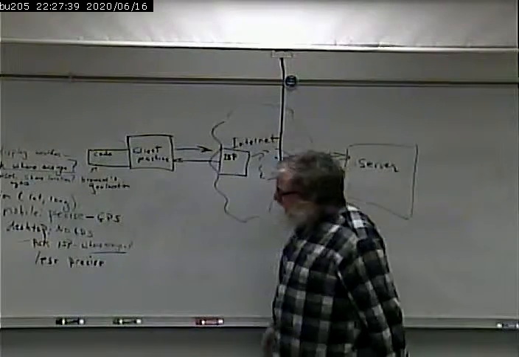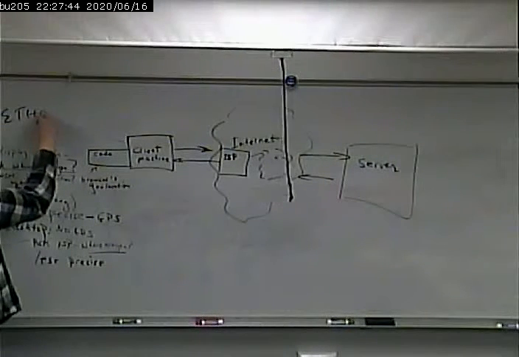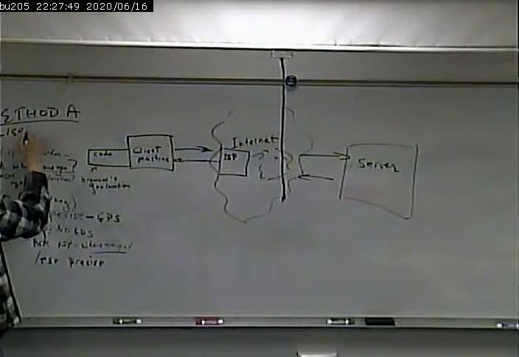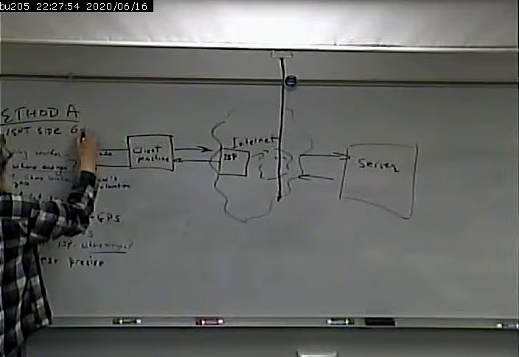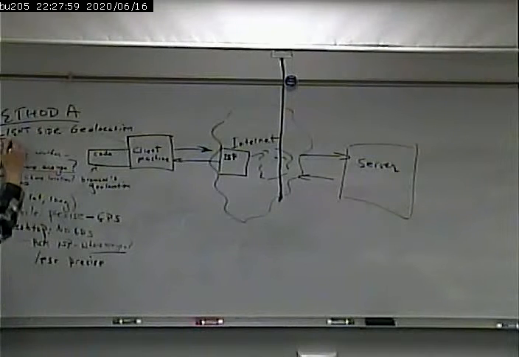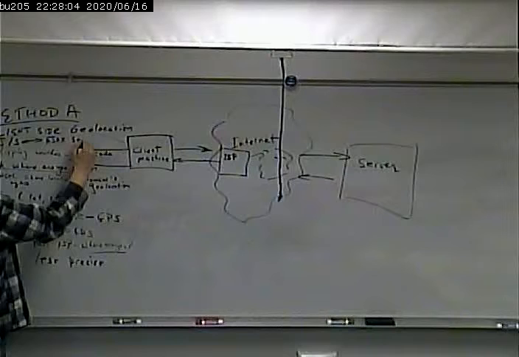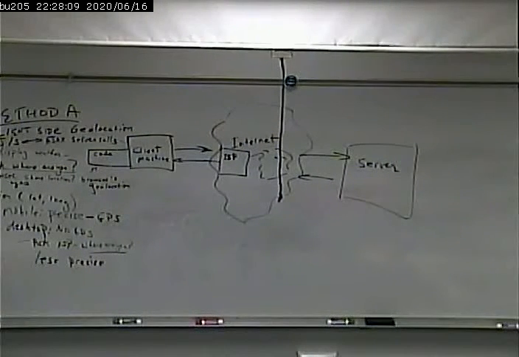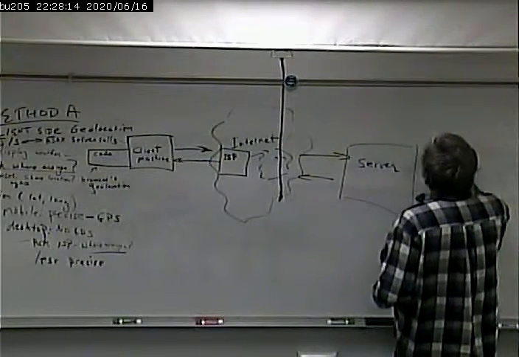So, this is method A. Client side geolocation. And it will be done via JavaScript and maybe make some AJAX server calls. The other side of the coin is server-side geolocation.